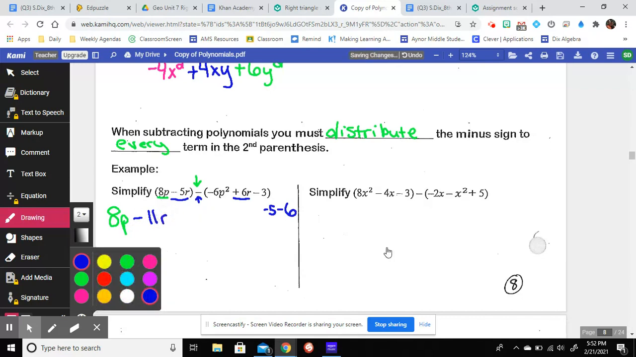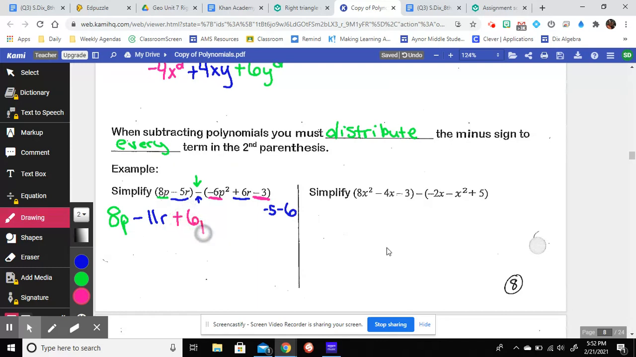Now we have one more term back here in the back we haven't done anything with. No, we have two terms in the back, excuse me. This negative 6p squared and this negative 3. We've got to make sure to give that minus sign to both of those. So minus negative 6, a minus a negative is actually plus a positive. And then again, a minus a negative is plus a positive.